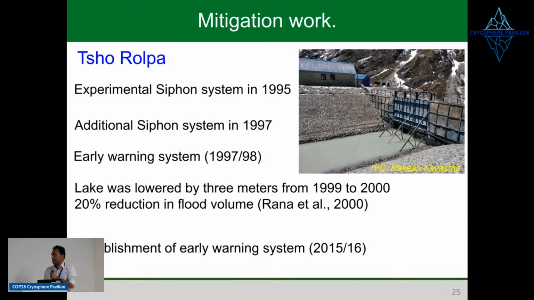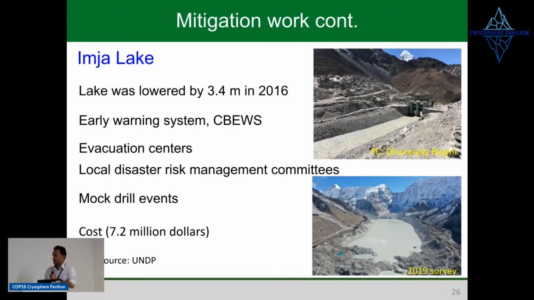Talking about the mitigation work in the Nepal Himalaya, only two glacial lakes have been lowered, or had mitigation work done. That is Tsho Rolpa Glacial Lake, which was lowered by 3.6 meters between 1990 and 2000, and also Imja Glacial Lake, which was considered more potentially dangerous. It was also mitigated in 2016. Also, some community-based early warning systems have been installed on those glacial lakes.